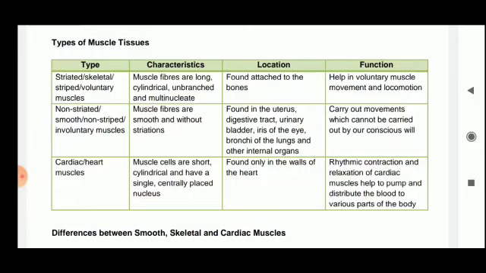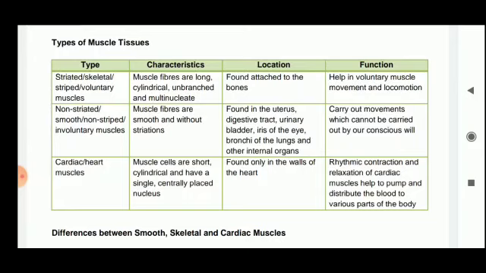So location is what? Found attached to the bones, and the function is to help in voluntary muscle movement and locomotion. Voluntary means which you can control, which you have control over in your body. That means if you want to push your hand, pull your hand, it is in your control. So this type of movement is called voluntary control, and that is why the muscle is also called a voluntary muscle, because your movement is under your control.